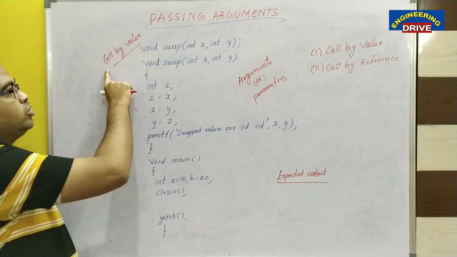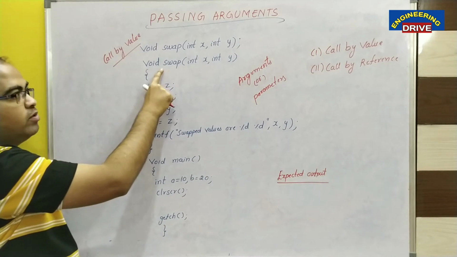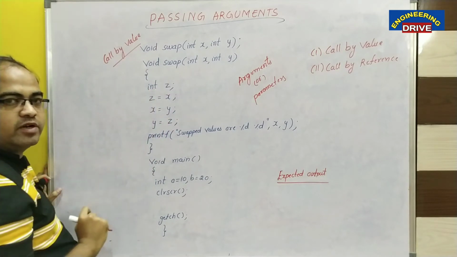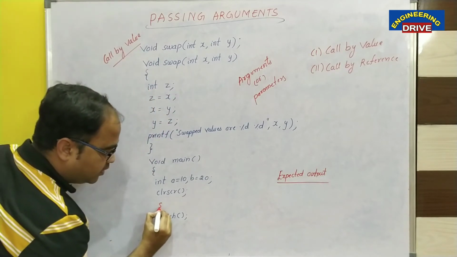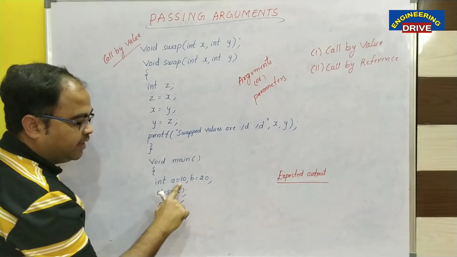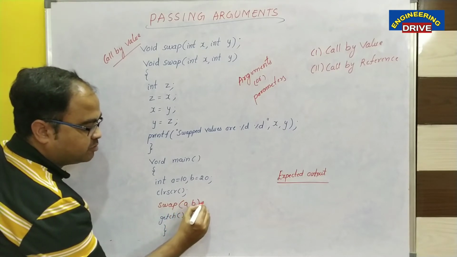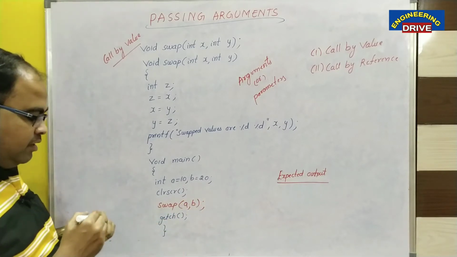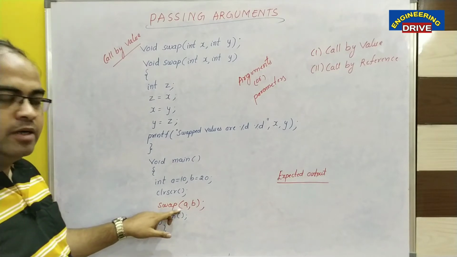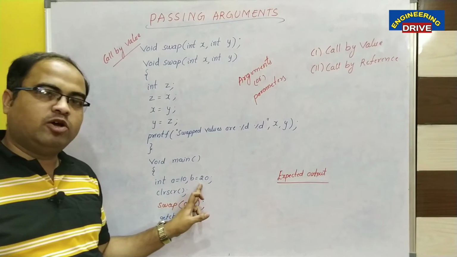So the first method I am going to use is call by value. Here in call by value, I will write the name of this user defined function, swap. First variable is represented as A, comma, second variable is represented as B, semicolon. Which means I am calling the swap function by passing the values. What is the value of A? 10. What is the value of B?